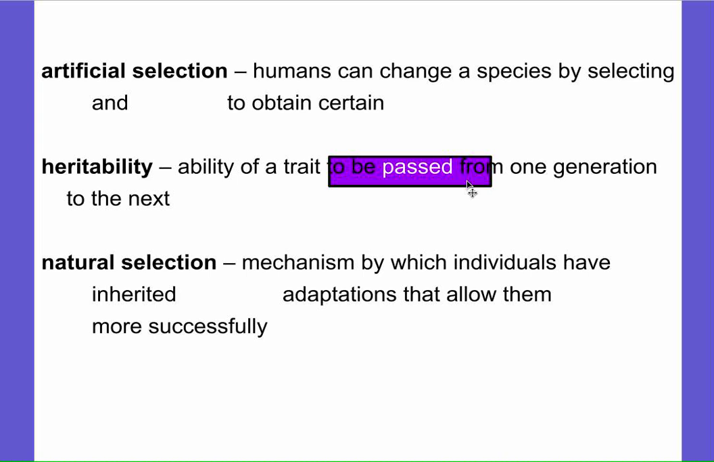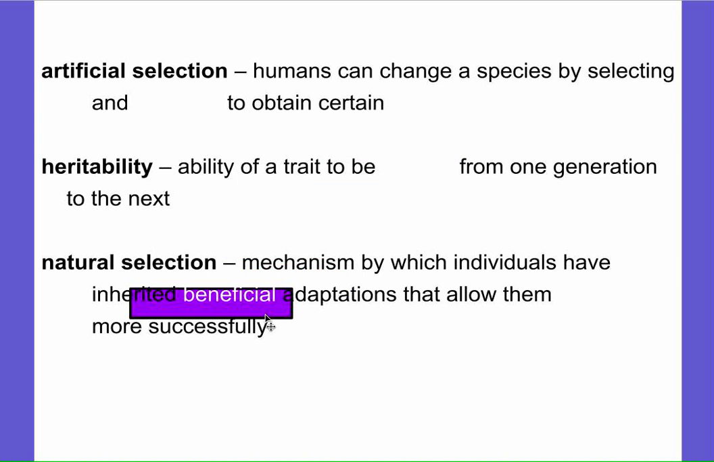It has to be a trait that's passed on from one generation to the next. That advantageous trait, that adaptation in natural selection, needs to be passed on. It can't just be something that the parent has, the offspring have to have it too. Natural selection is a mechanism by which individuals have inherited beneficial adaptations that allow them to reproduce more successfully.